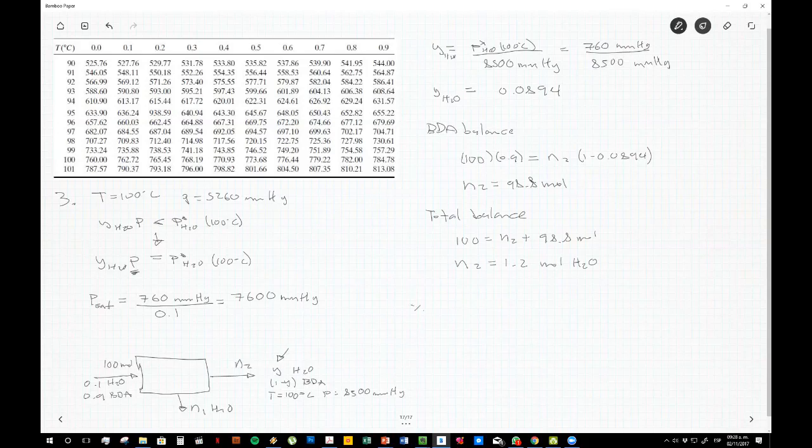And again, the percentage of condensation is equal to the moles of liquid water, that is the 1.2 moles of water, divided by the amount of moles at the beginning, that is 0.1 times 100, and this to be a percentage should be times 100, and this is 12% condensation rate.